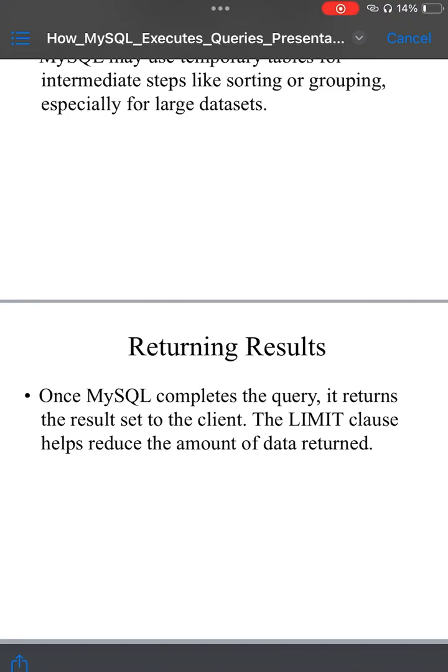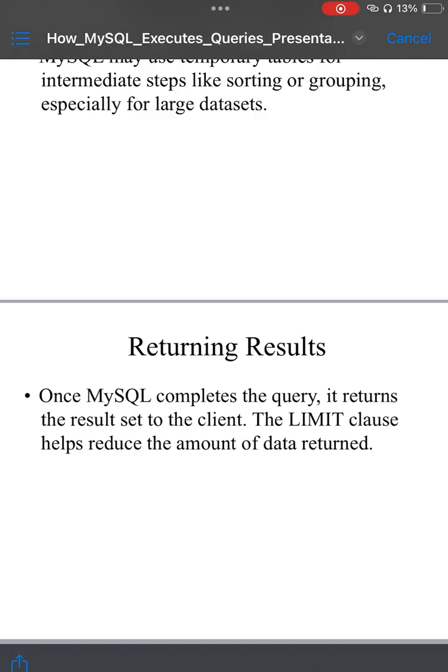8. Returning results. After all the processing, scanning, filtering, sorting, etc., MySQL returns the final result set to the client. If the query uses LIMIT, MySQL will stop once it has retrieved the specified number of rows, further improving efficiency by avoiding unnecessary data processing.